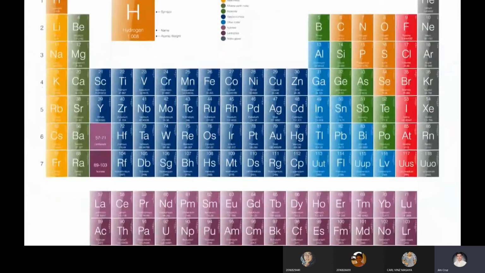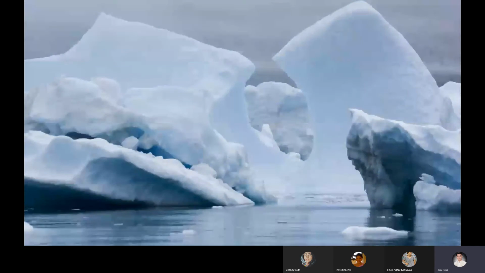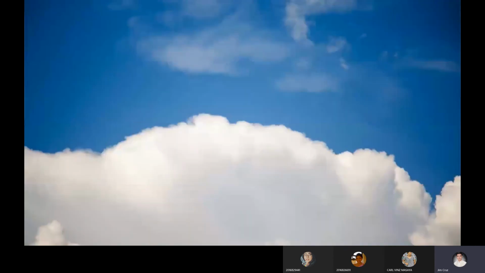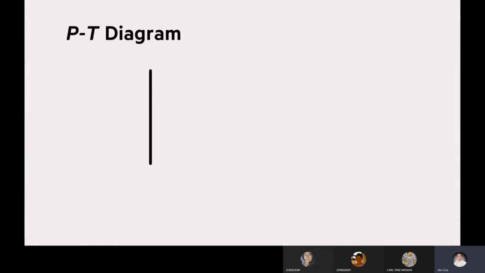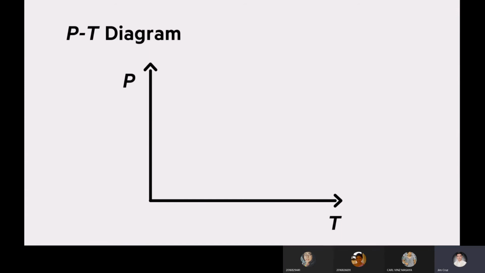Any pure substance can exist in three phases. It can be a solid, a liquid or a gas. We can show these phases using a pressure-temperature diagram called a PT diagram. This graph shows the location of the different phases of a pure substance in relation to pressure and temperature, with pressure P on the vertical axis and the temperature T on the horizontal axis.